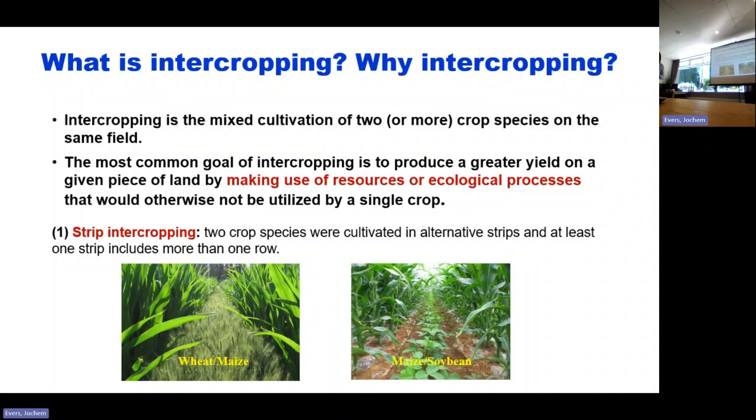There are many different types of intercropping, such as strip intercropping. That is, two crop species are cultivated in alternating strips, and at least one strip includes more than one row. Here we can see in this photo, this is wheat and maize, several rows of wheat intercropped with several rows of maize, and also with soybean.